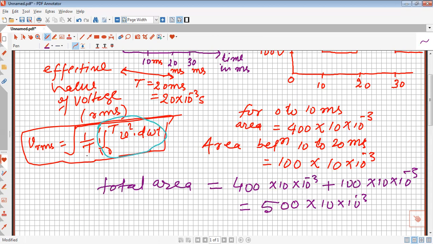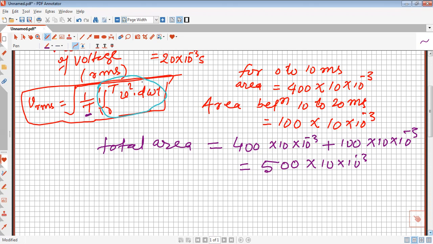Now we have to divide it by the time period. What is this time period? 20 millisecond. So now I am going to find this value by dividing the total area by the time period. So how much is the time period?